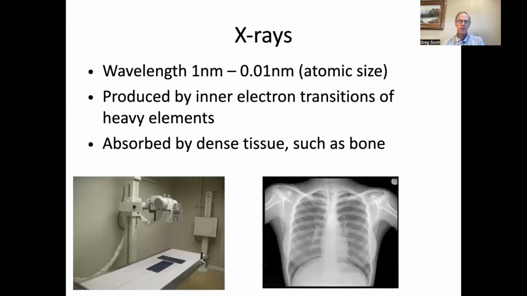Continue on down to even shorter wavelengths. We get down below 1 nanometer all the way down to 0.01 nanometers. Now we're down to the size of an atom. This is X-rays. Medical X-rays are produced by us shooting an electron beam at a very heavy element like tungsten. The transitions in the inner electrons will produce these. They will pass right through skin and blood and light tissue. They're absorbed by denser tissues such as the bones.